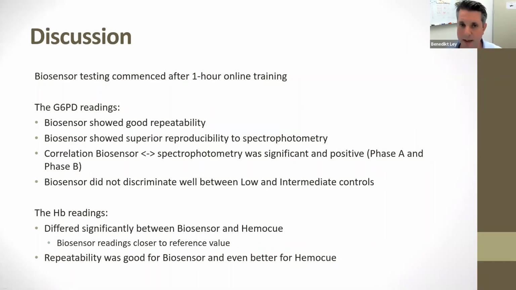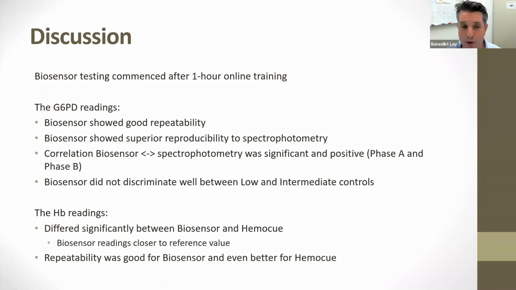And this brings me to the end of my talk. So 4 out of the 10 technicians in phase B had not used the biosensor device before. However, after a 1-hour online training session, the results generated by the biosensor did not differ across all sites. The biosensor showed a good and consistent repeatability across all devices in both phases. In contrast, repeatability of spectrophotometry was superior to the biosensor at some sites, but not others.